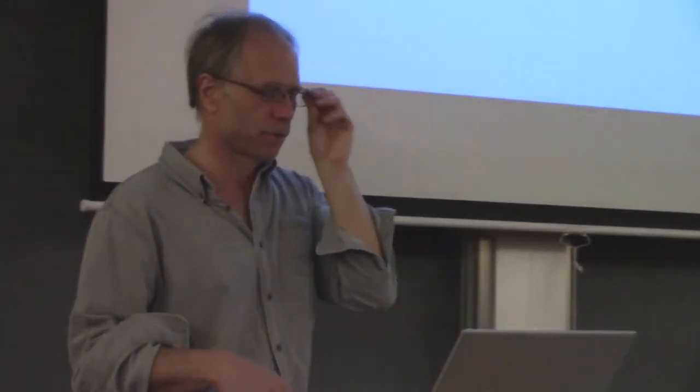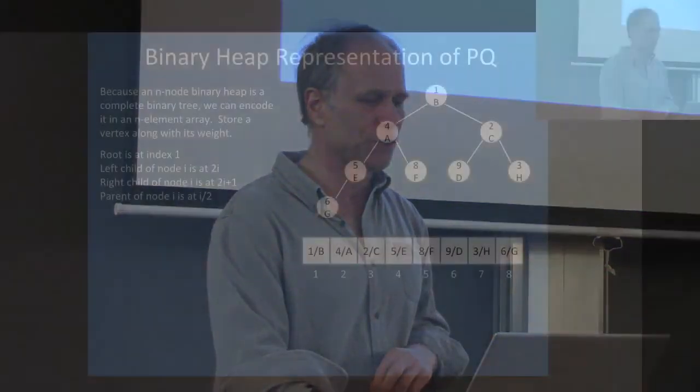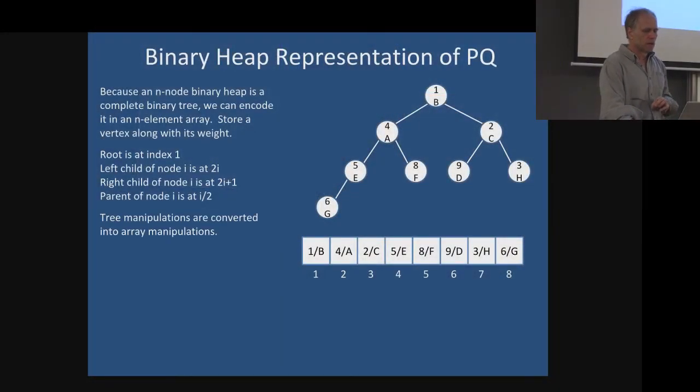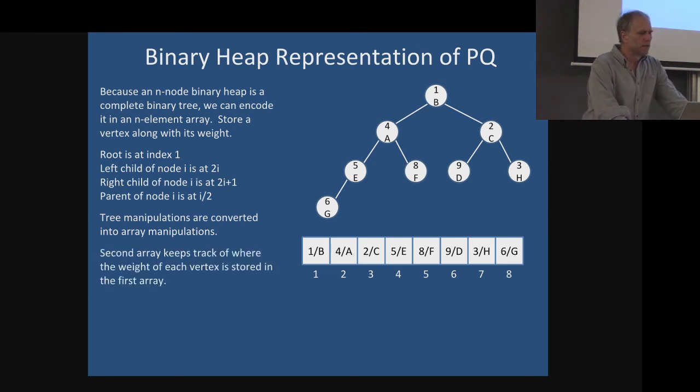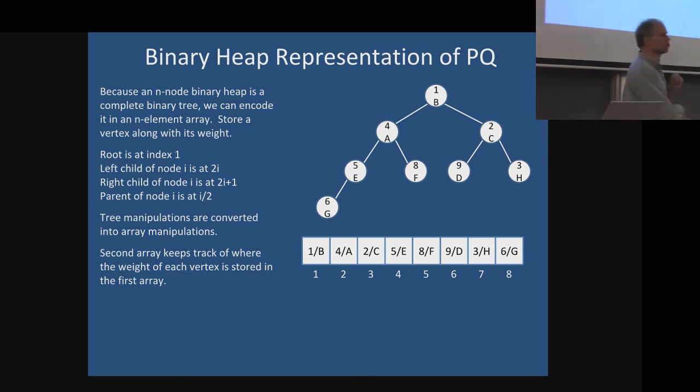So it works nicely for a binary heap. That summarizes what we just said: tree manipulations are converted into array manipulations. Now, we've got to be able to quickly find, let's say we want to change the weight of 3.